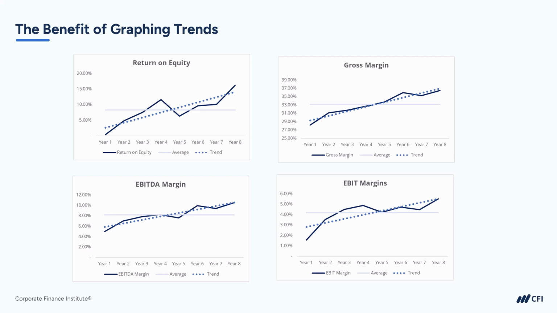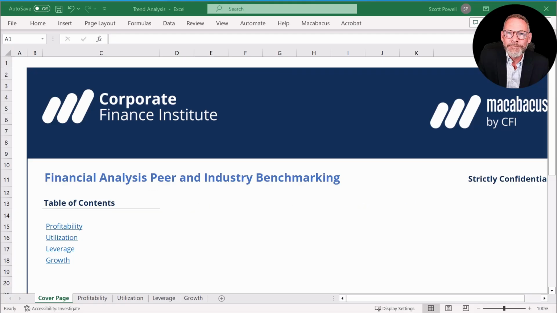We have the dark blue line, which is representing the return on equity, gross margin, EBITDA margin, and EBIT margin. We then have a blue dotted line, which is the underlying trend line. And then we have a horizontal line, which is showing the average. In all instances, the reader immediately sees the trend without having to do any hard work analyzing the individual numbers.